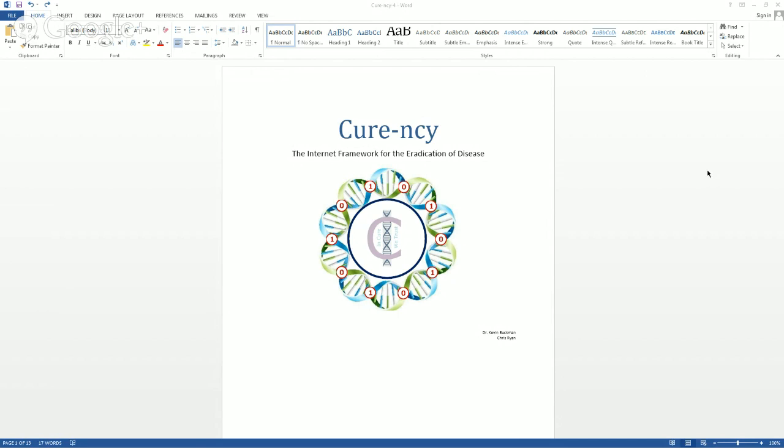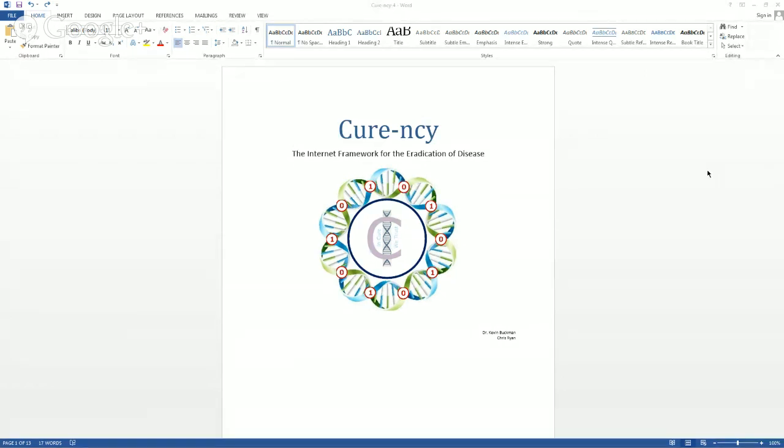And what is Cure-ncy? Cure-ncy is the internet framework for the eradication of disease by the following methods. When we set this project out, we initially created a social network which took us 8 years to build, which is known as cancer.im. And cancer.im is our idea that we can index more than just information, that we can index people's experiences. We can index their wisdom.